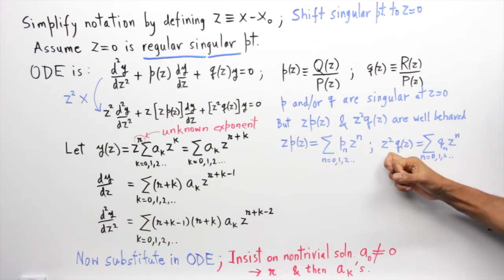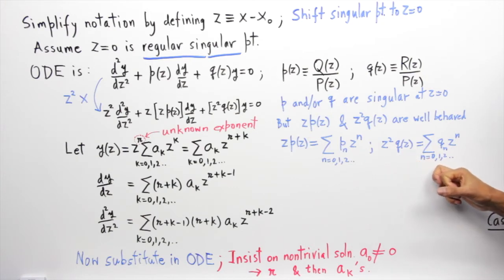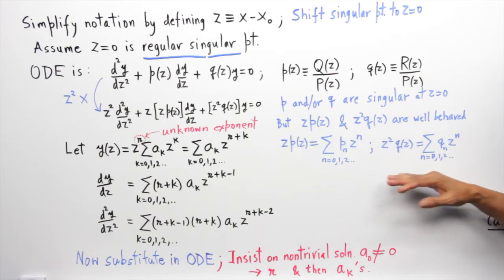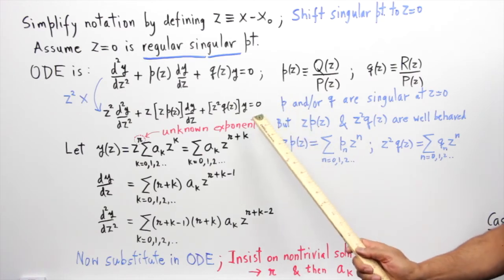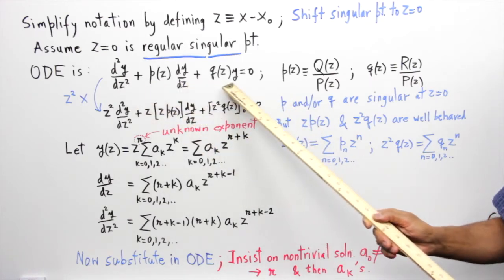And for the product z squared times Q, there is a power series expansion with coefficients q's that are indicated there. So these are going to be used to come up with a solution for the differential equation. And so let's see how we can make use of that.